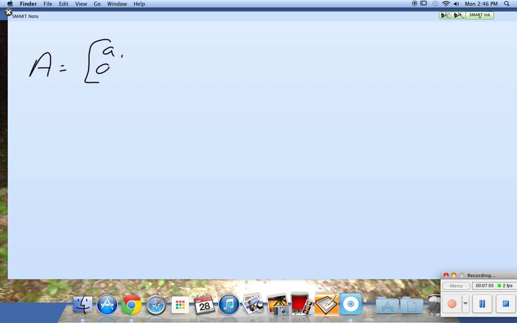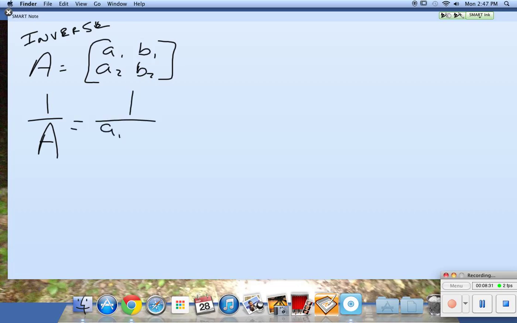A1, A2, B1, B2. If we took the inverse, this is the inverse. We take the inverse of A. If we did A inverse, it would look like this, right? A inverse would be 1 over A. So that would be like taking this matrix and putting it 1 over A1, A2, B1, B2.